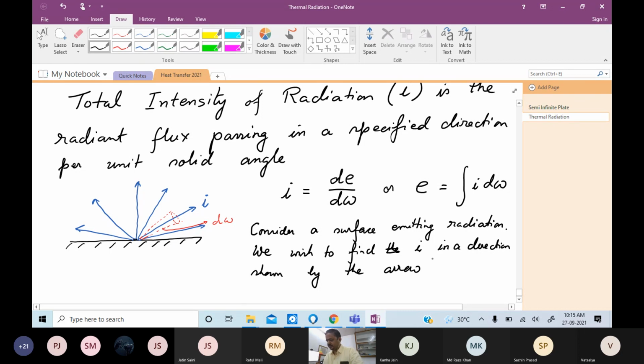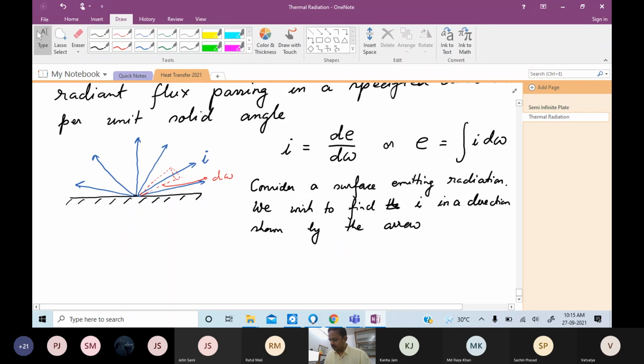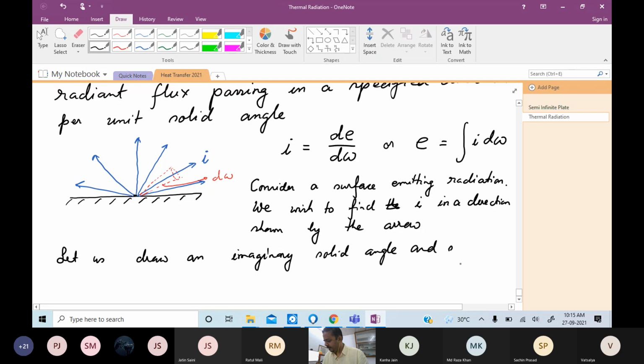Okay, so what we'll do is let us draw an imaginary solid angle and say that the radiant flux passing through that is E, dE, sorry.